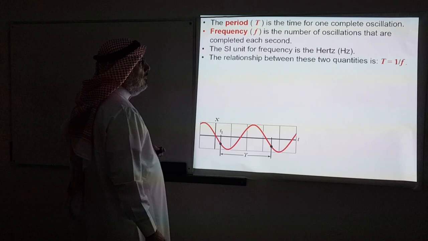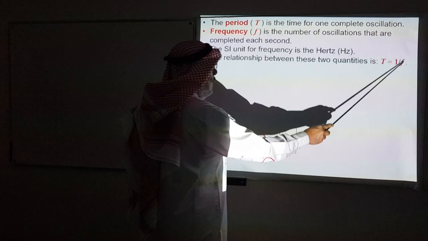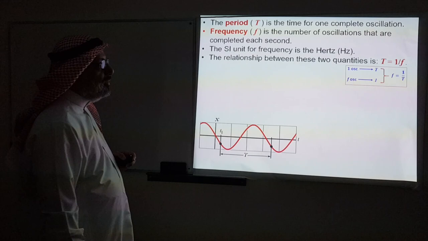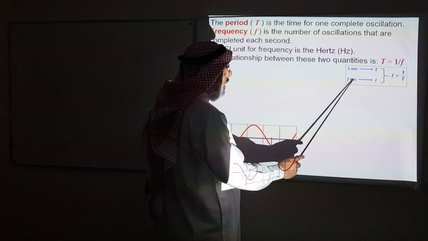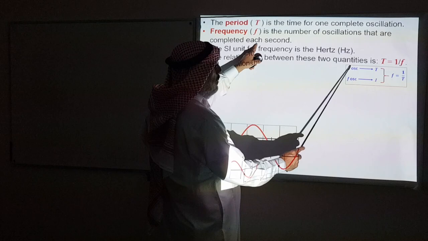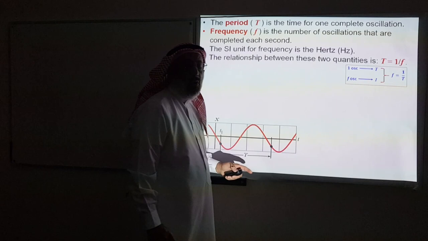Now, if you look at these two quantities, you find that they are the reciprocal of each other. One is the reciprocal of the other one, and the relationship is very simple. One oscillation takes one period. There are F oscillations executed in 1 second. Okay? So, one is equal to FT, and therefore F is equal to 1 over T. They are the reciprocal of each other.